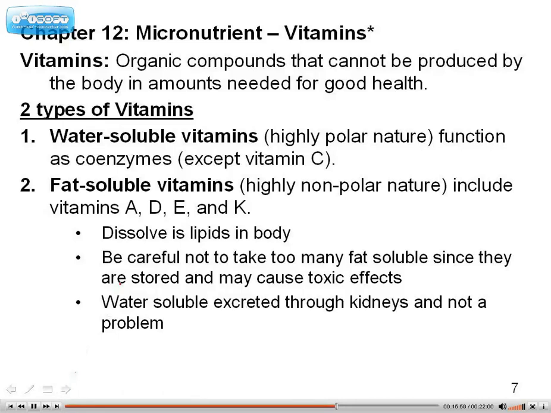So vitamins. Vitamins are organic compounds that cannot be produced by the body in amounts needed for good health. Two types, water-soluble and fat-soluble. Memorize.